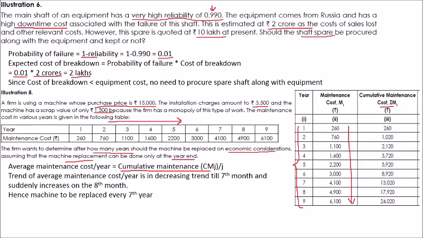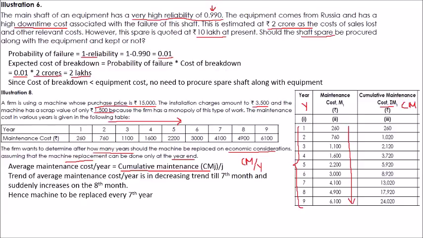So this is the CM, the cumulative maintenance cost, and this is the year, Y, and you can put the fourth column as CM divided by Y. That is the average maintenance cost per year. So you need to find CM divided by Y, and you will get the average maintenance cost per year.